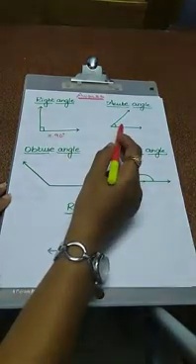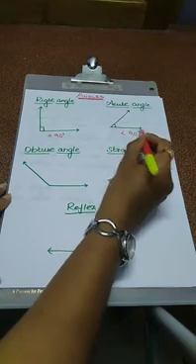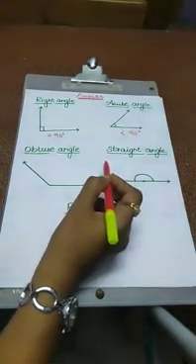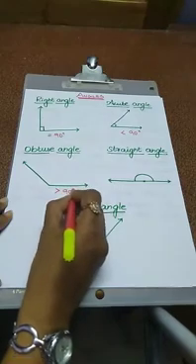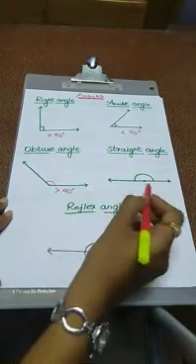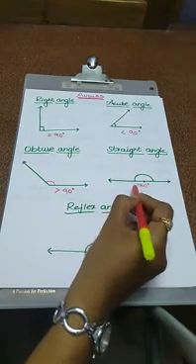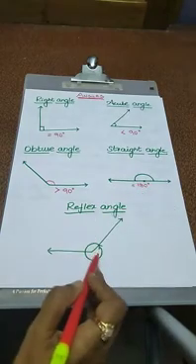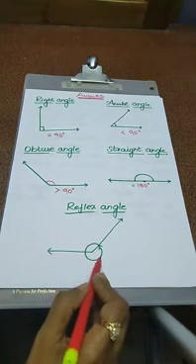The next one is the acute angle. An acute angle is less than 90 degrees. The next one is the obtuse angle. An obtuse angle is greater than 90 degrees. The next one, straight angle. A straight angle is exactly 180 degrees. And the other one is the reflex angle. A reflex angle is greater than 180 degrees but less than 360 degrees.